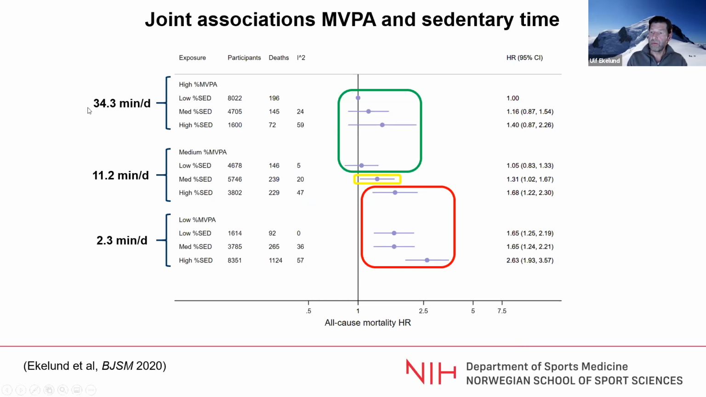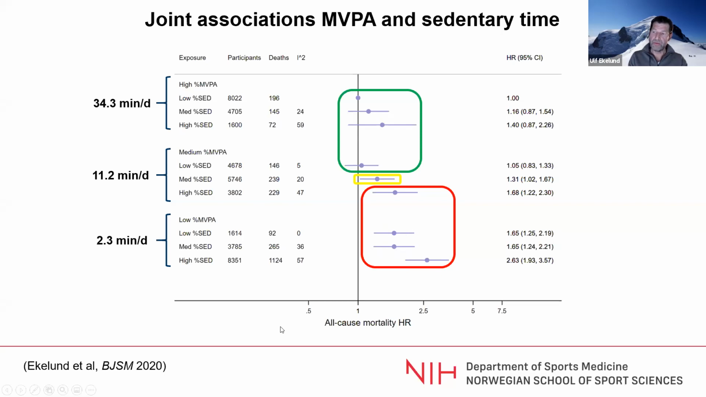So if you look at the most active tertile, who spent about 34 minutes per day in moderate and vigorous physical activity, there is an increased risk, but it's not statistically different from the reference group. In the group who were active for about 11 minutes per day, combined with low sedentary time, there is hardly any difference with the referent, whereas in the least active tertile, only doing about 2 minutes of moderate intensity per day, the risk with sitting time is pronounced, and it's about 65 to 163% higher compared to the reference.